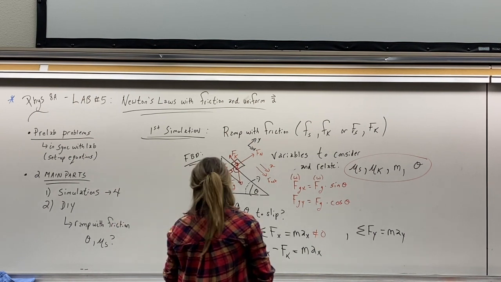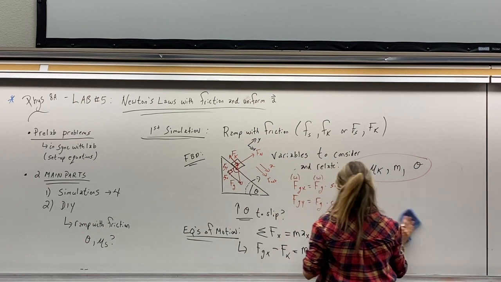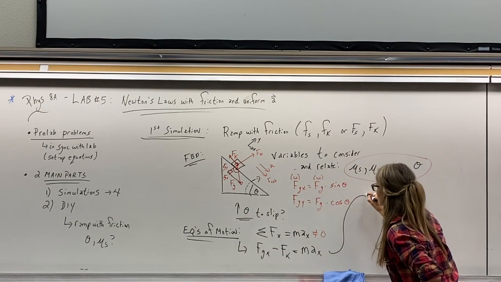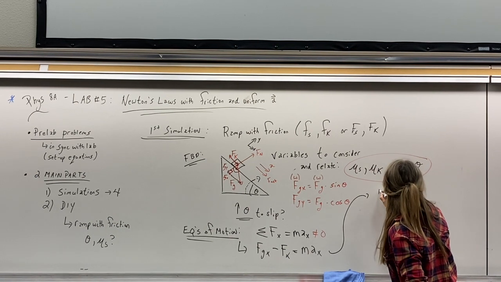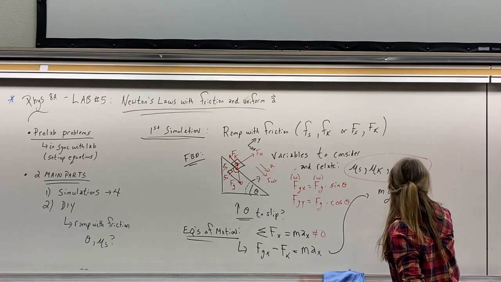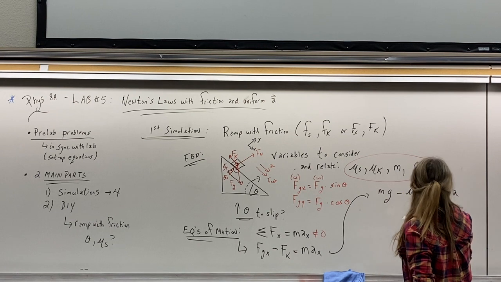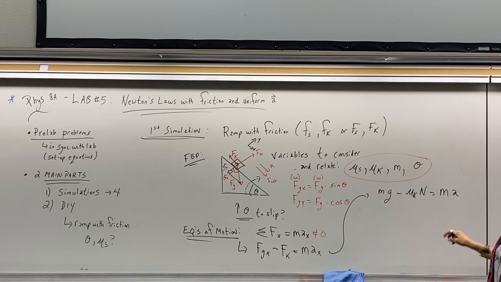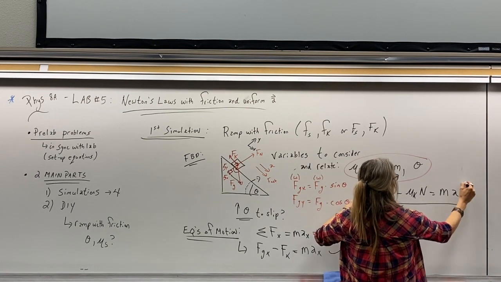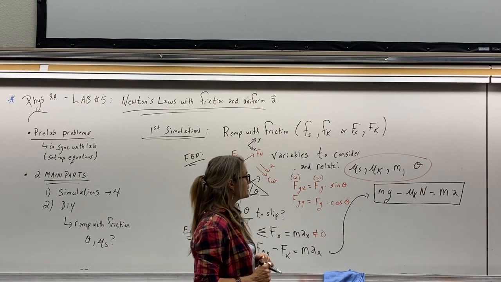Okay. And I'm going to give myself a little bit more room here. And what's going to happen here is we have mg sine theta minus mu k times the normal force equals ma. And I'll just say acceleration is only in the x direction. I'll drop my subscript. So here we have one equation of motion. We can plug in some knowns that we have and figure out our unknowns.